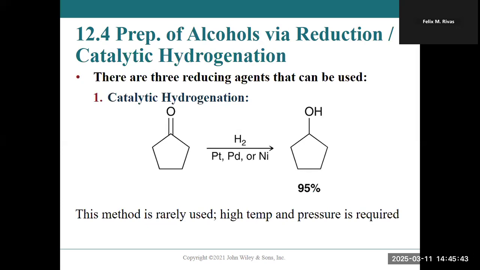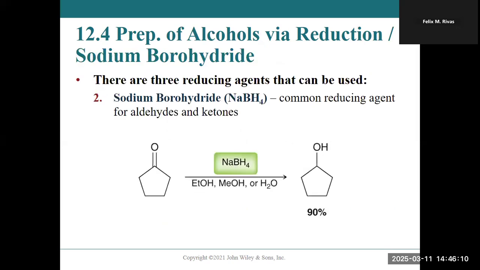The best way to do this is catalytic hydrogenation. If you take a cyclopentanone, which is the molecule here on the left, treat it with hydrogen gas the same way that we did hydrogenations on the double bonds, it operates the same way, you end up doing a reduction of the carbonyl to get this alcohol over here. We don't use this very often because it uses high temperatures and high pressure for this to work. What do we use instead?